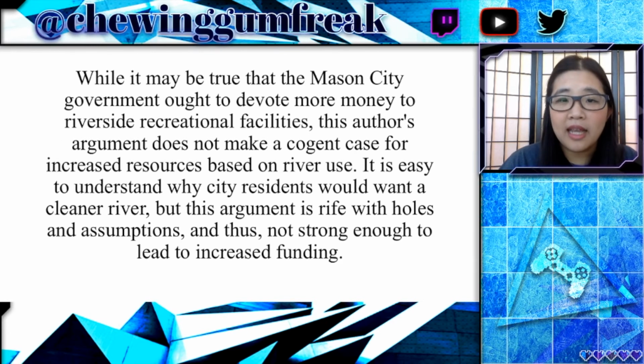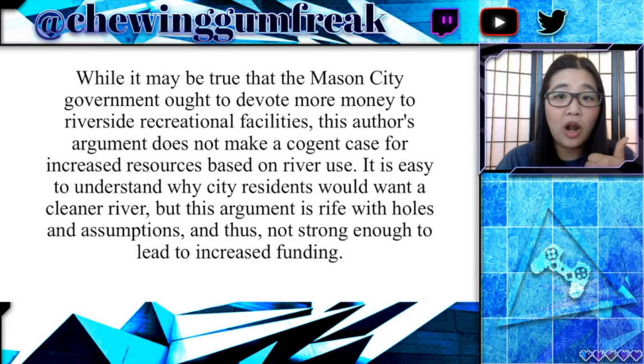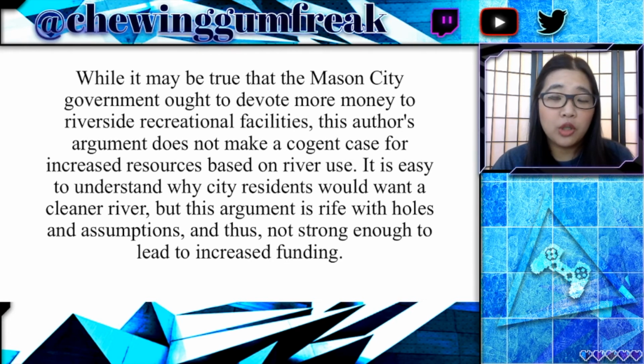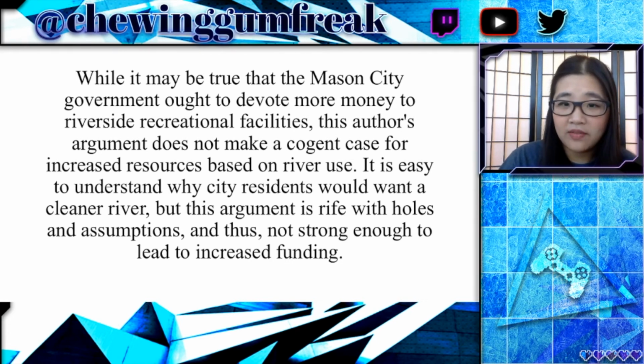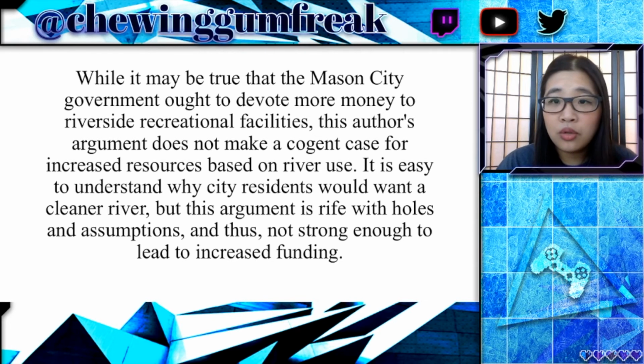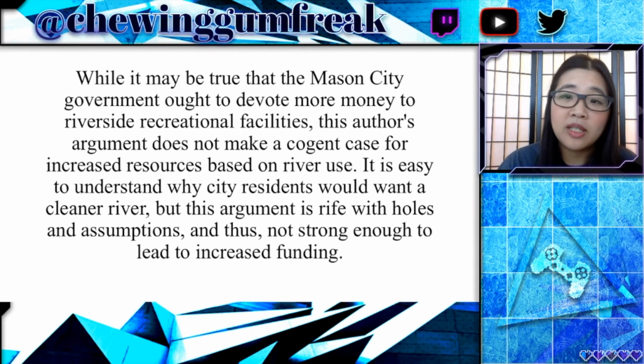So you can see here that this paragraph only has 2 sentences. Now, both of the sentences are pretty long with a lot of phrases, but it is very short. However, it really does a good job of not only laying out the issue, but also telling what they're going to be talking about in the rest of the essay. So here, when it says this argument is rife with holes and assumptions, you can assume that the rest of the essay then is going to be talking about what those holes and assumptions are.